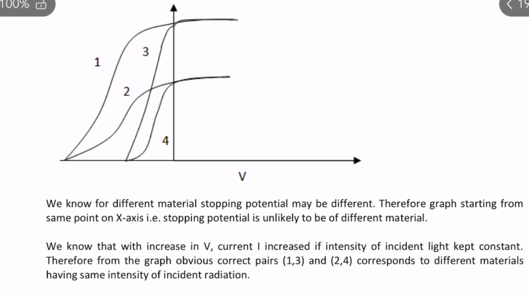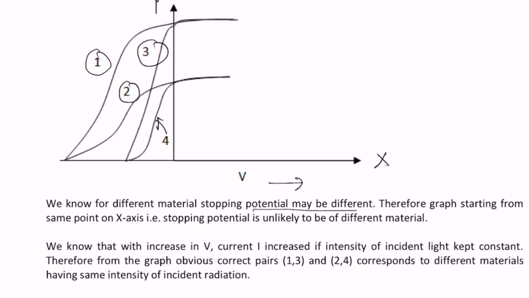So this is graph number 1, graph number 2, graph number 3, and this is graph number 4. This is voltage in the x-axis and current in the y-axis. So the 4 graphs are given. So we know that for different materials, stopping potential may be different. Stopping potential means at what negative voltage the current becomes 0. This is called stopping potential.